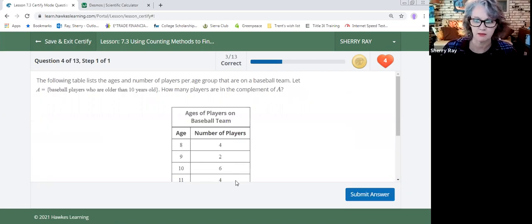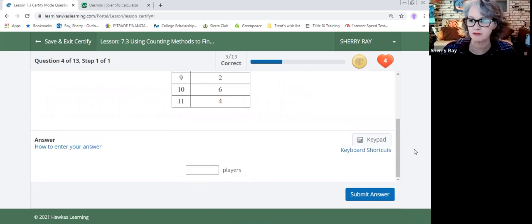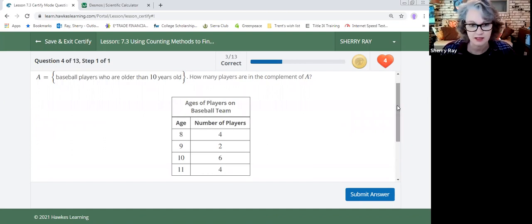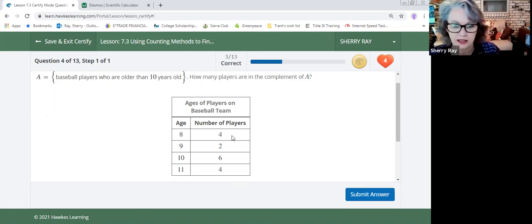The next one, this is a complement. The complement of an event is everything that is not in the event. So let's just say event A is baseball players who are older than 10 years old. I have 11 players that are older than 10. How many players are in the complement of A? So if there are 11 that are older than 10, then the ones that are not older than 10 would be age 8, 9, and 10. So we'd have 6 and 4 and 2 would make 12.